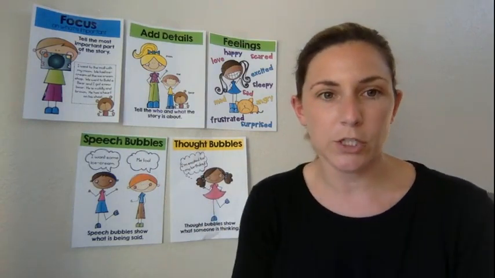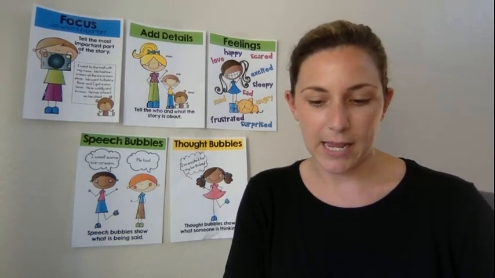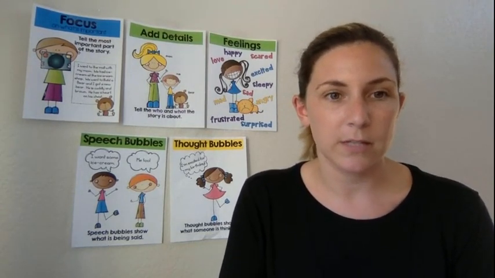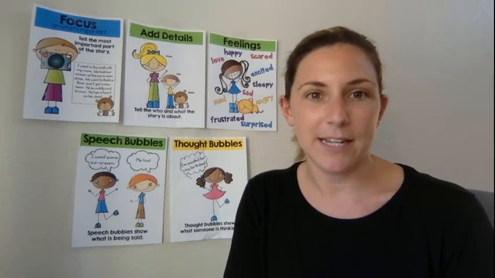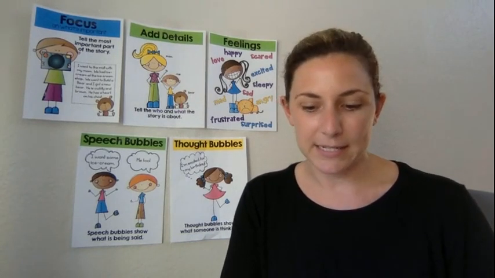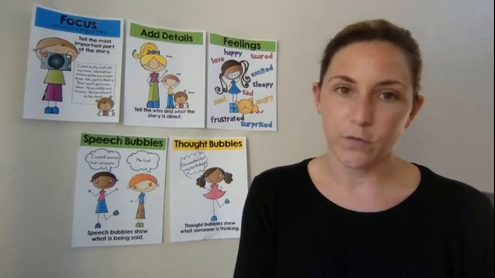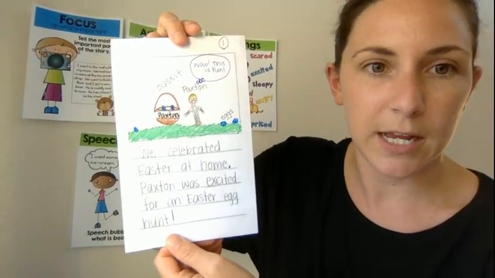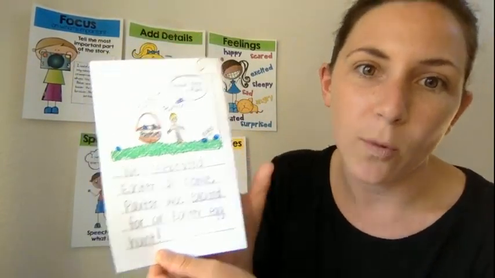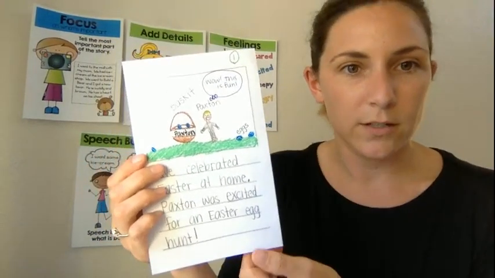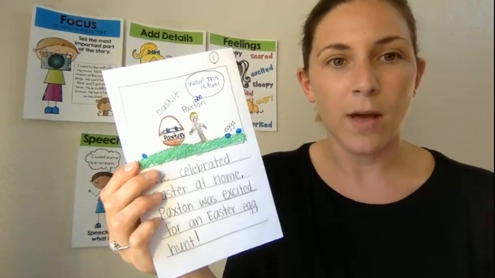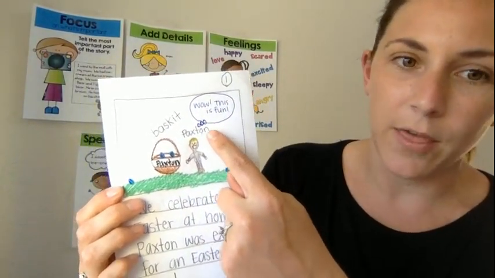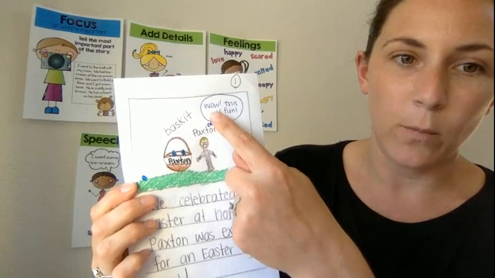So I wanted to first show you how I could add in a thought bubble from my last week's writing. So my last week's writing was about Paxton doing an Easter egg hunt. And in Paxton's Easter egg hunt, it said, his first page, "We celebrated Easter at home. Paxton was excited for an Easter egg hunt." And if I could know what Paxton was thinking, he's only one, so I don't know what he's thinking. But if I could know, I would think that he was saying, "Wow, this is fun." So I did a little thought bubble on Paxton saying, "Wow, this is fun."